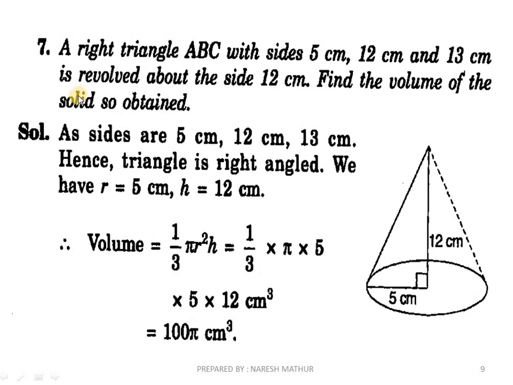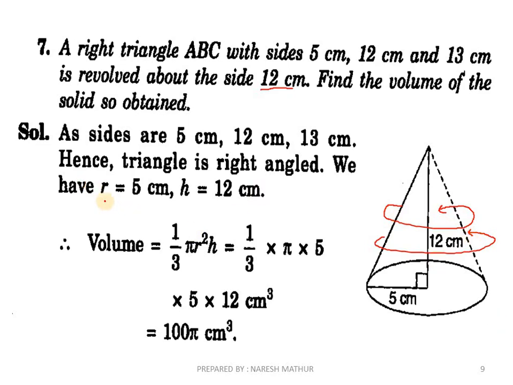In the next one, a right triangle ABC with sides 5, 12 and 13 is revolved about the side 12 centimeter. Find the volume of the solid so obtained. See here, we have a right triangle, and it is revolving about the 12 centimeter side. It means we are revolving it about this axis only, so it will make a shape like a cone. We need to find its volume.